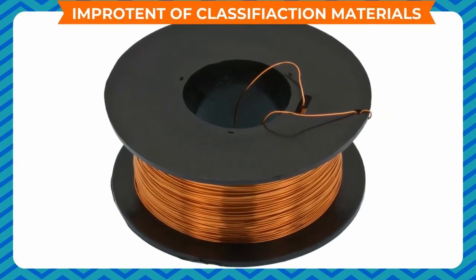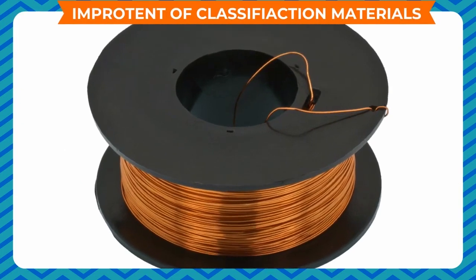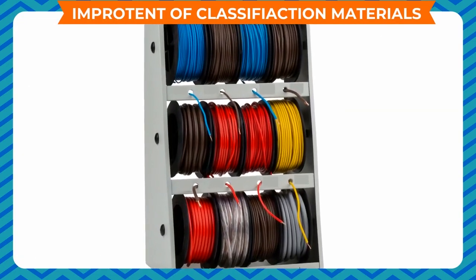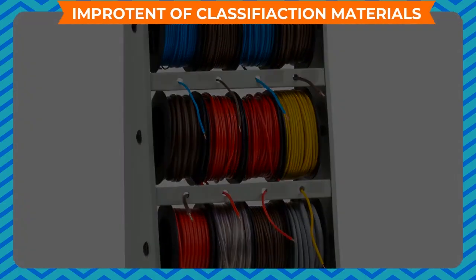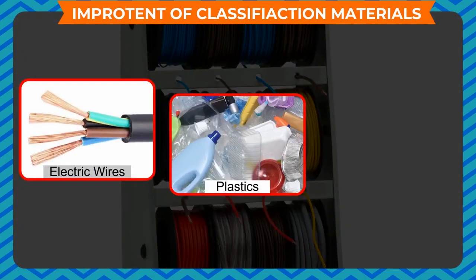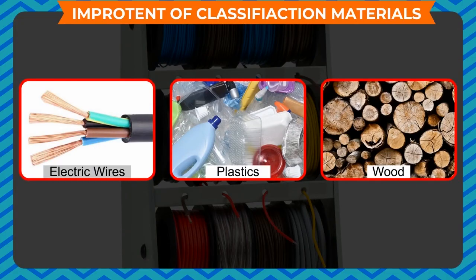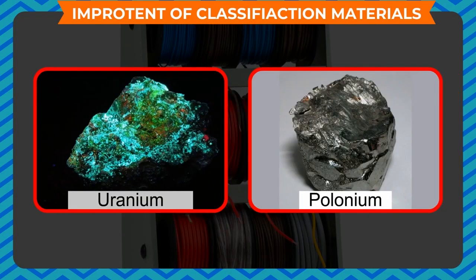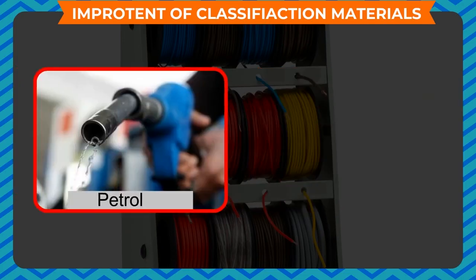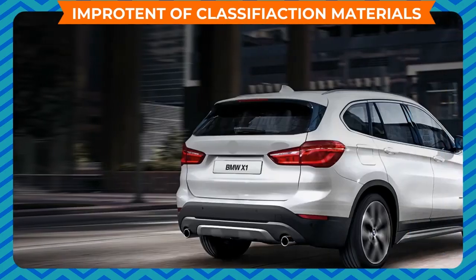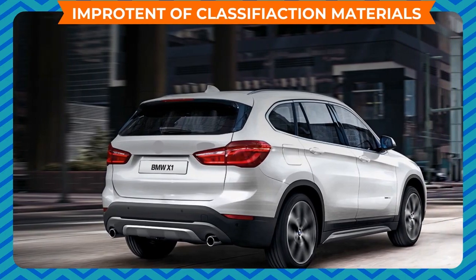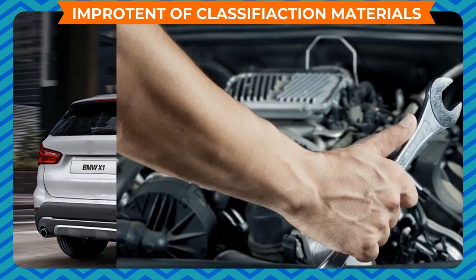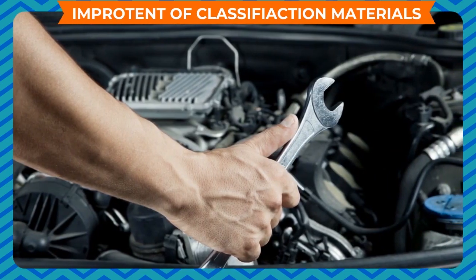Importance of classification of materials. Different materials are used for different purposes. For example, copper and aluminium are used in making electric wires, plastics and wood are used for insulation. Uranium and polonium are used in nuclear reactors. Petrol and diesel are used as fuel in automobiles, etc. Thus, classifying the materials on the basis of properties they have makes the selection of material easy.